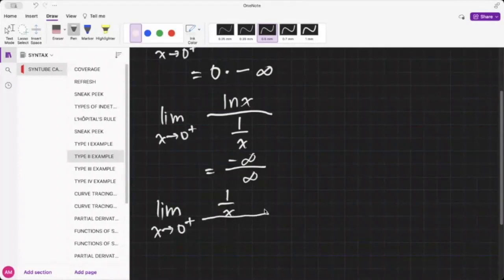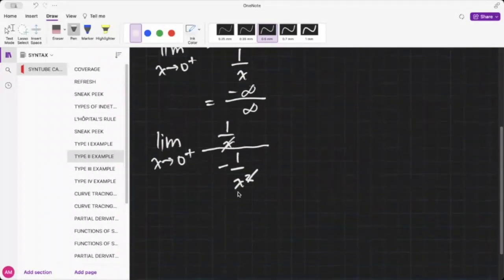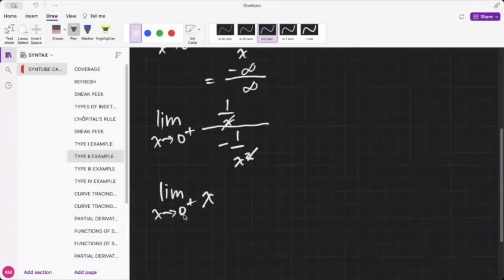Kunin ko naman yung derivative ng denominator. So, ano yung derivative nito? It's actually negative 1 over x squared. We can cancel this. And actually, pwede natin siya lagay sa numerator. So, you will be left with limit as x approaches 0 from the right of x. Which, if you evaluate mo, pag pinasok mo to dito, which should be equal to 0. That is your final answer.